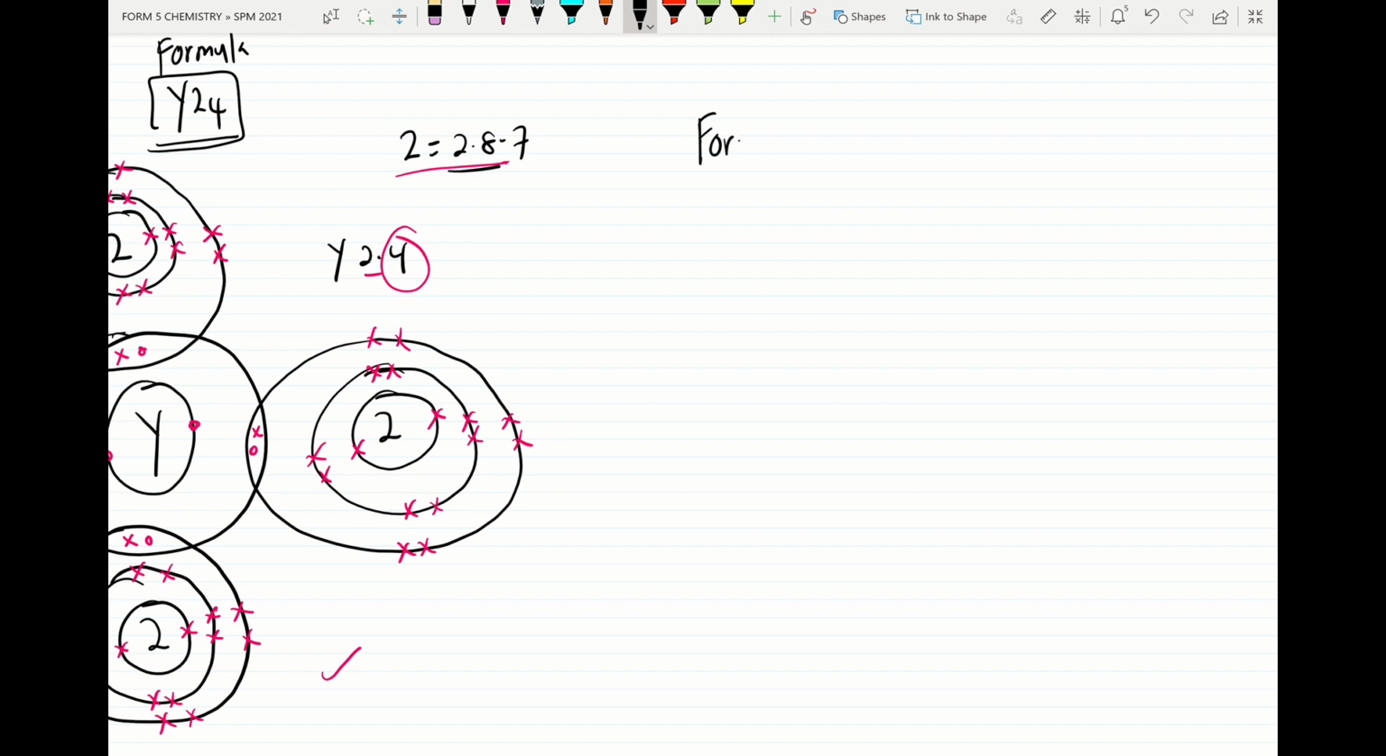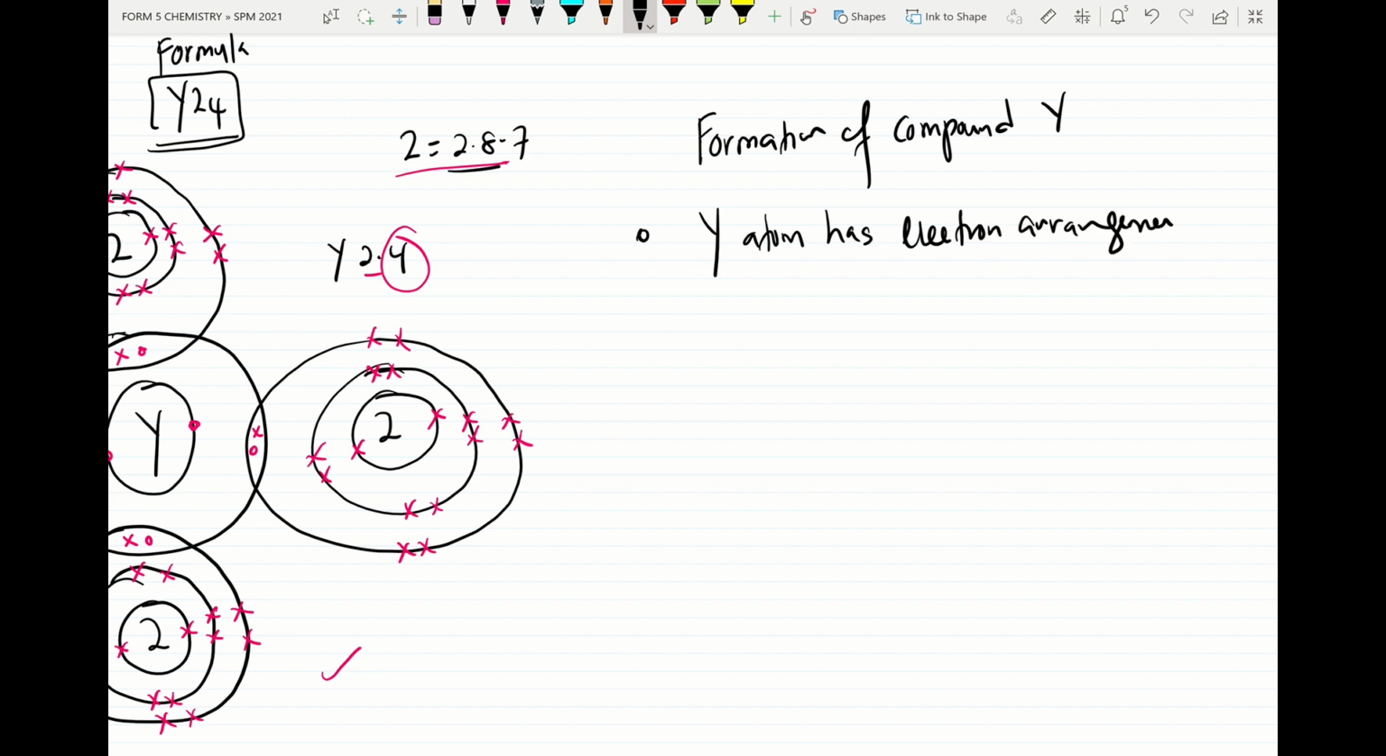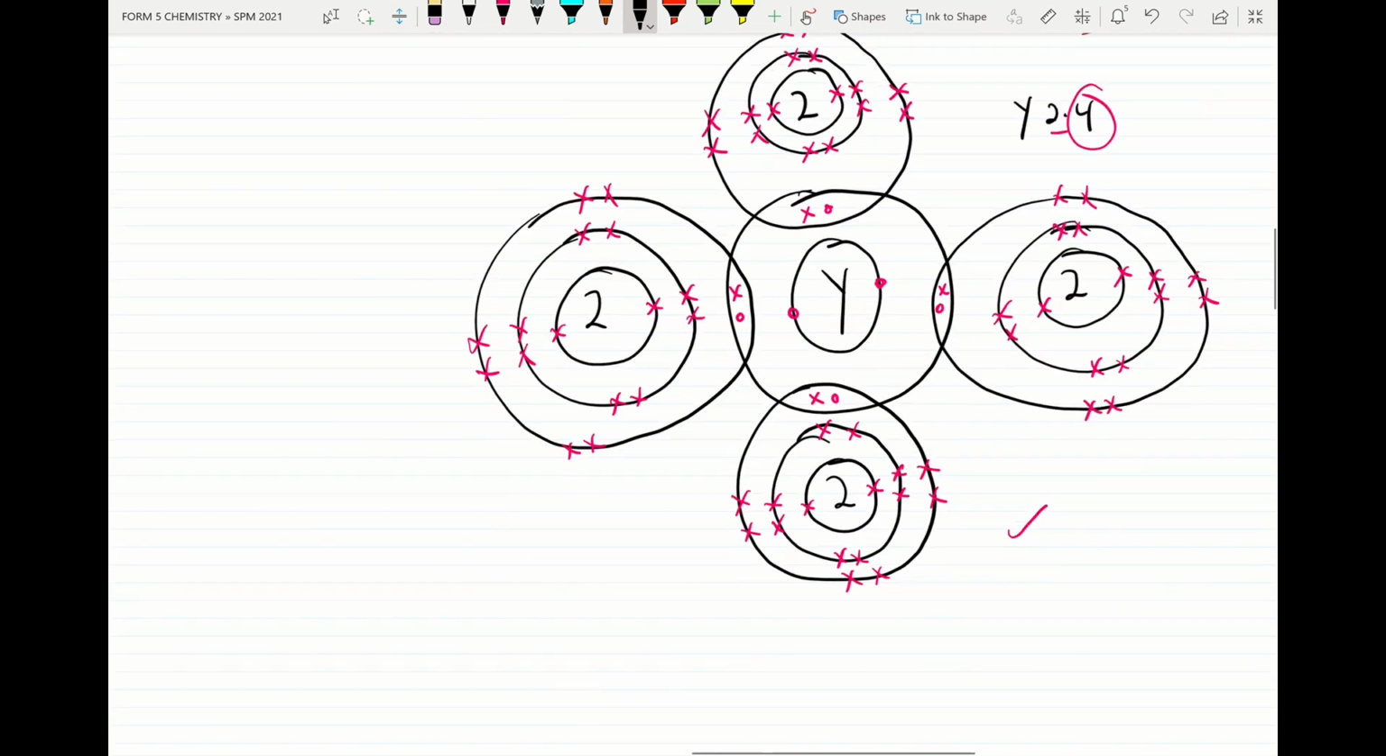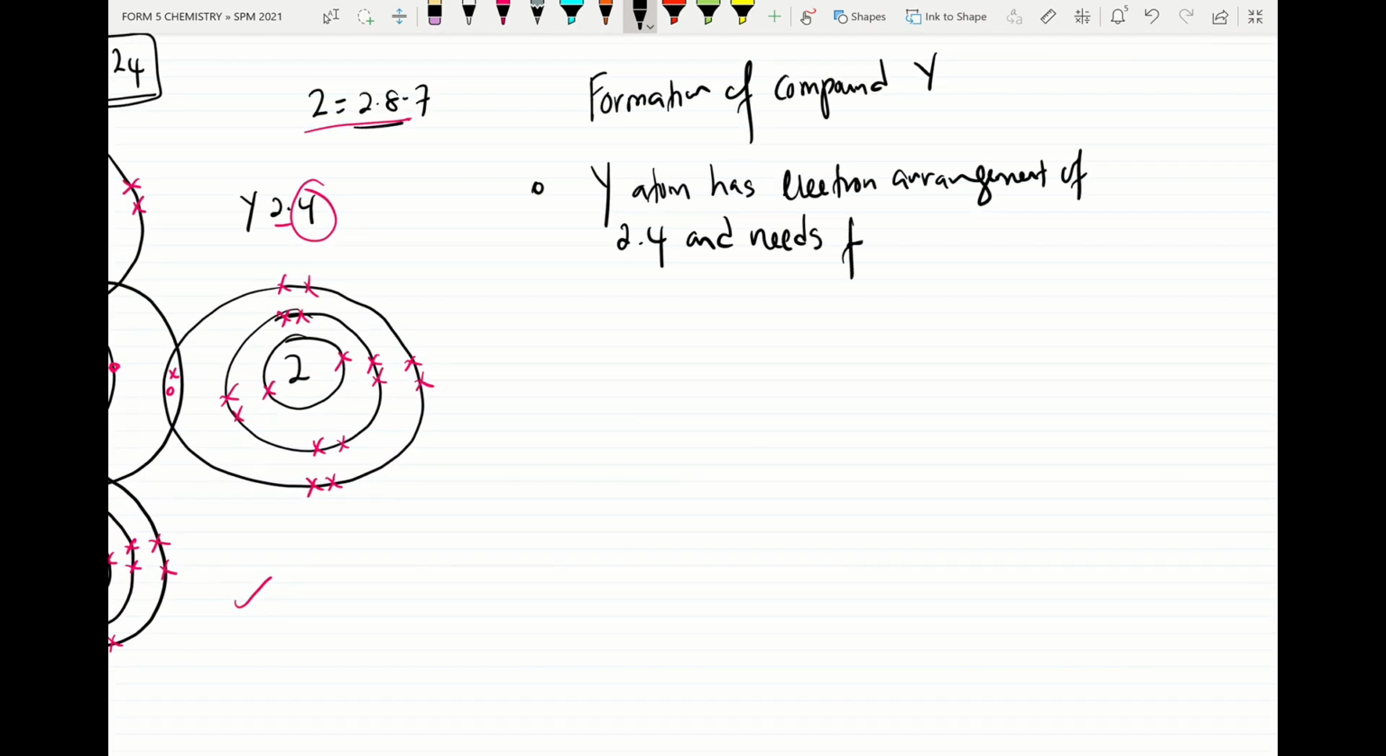So, answering the essay question, I put here formation of compound YZ4. The first point will be Y atom. Y atom has an electron arrangement of 2.4 and needs how many electrons? We check here. It needs 4 electrons. So I put here it needs 4 electrons to achieve stable octet electron arrangement.